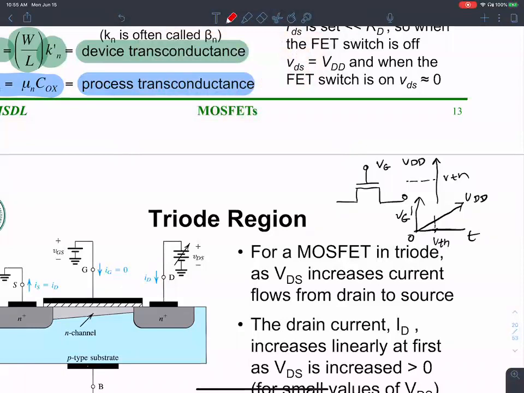What does VDD stand for again? VDD is the positive power supply. As you go from zero all the way to the positive power supply, this is one way of ramping up the gate voltage.